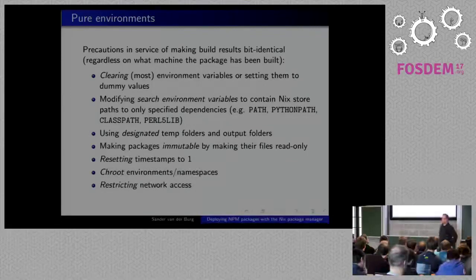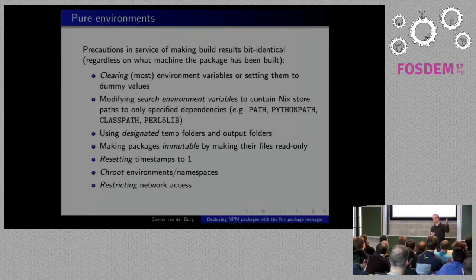And it also does things like resetting timestamps to 1, it can optionally use chroot environments to reduce the amount of side effects even further, and it also restricts network access while doing a build. That's a good thing, because if you, for example, download a file from a remote server, you don't really know for sure what you get, unless you provide an output hash allowing you to validate the end result. So in Nix, network access is allowed, except if you provide a build with an output hash against which we can validate.